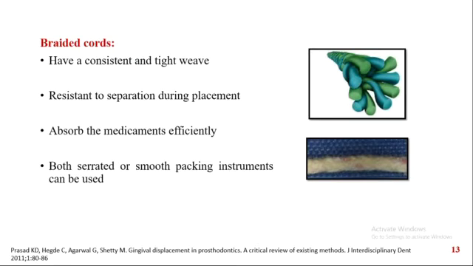Coming to braided cords. The braided cords have a consistent and high weave and a tight weave, which makes them resistant to separation. Also, they absorb the medicament efficiently. Now, for packing of the braided cords, both smooth and serrated cord packing instruments can be used. A larger diameter braided cord should be avoided because it tends to double up, which makes the placement of the braided cord into the gingival sulcus difficult.